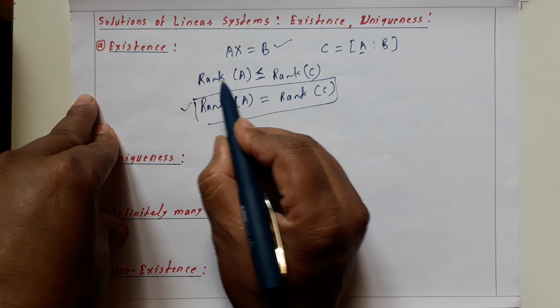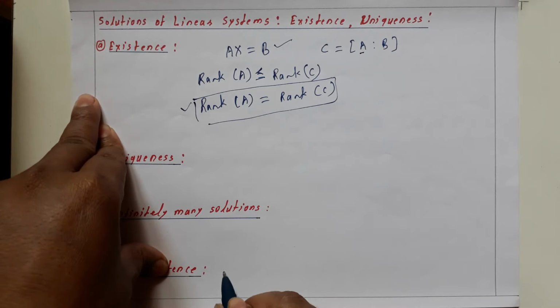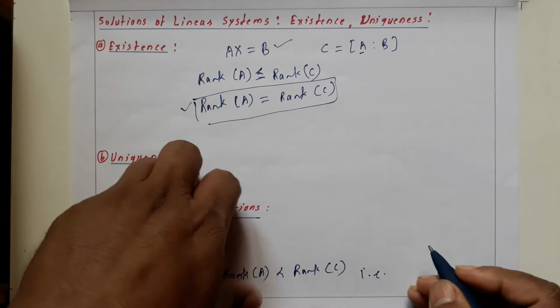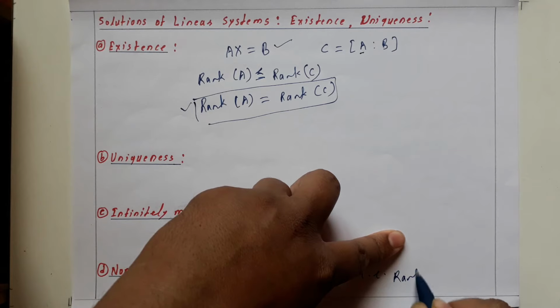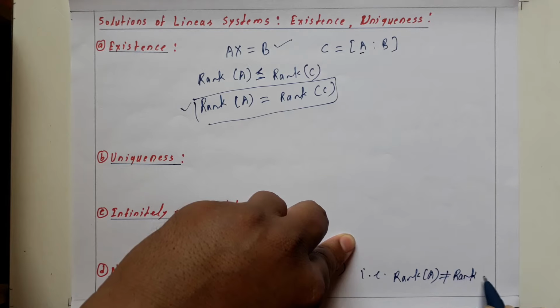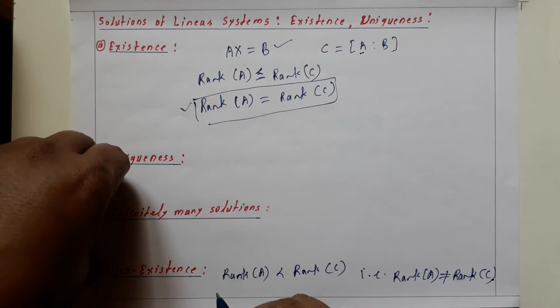Now, the first possibility is rank A is equal to rank C, and the second possibility is rank A less than rank C, that is rank A not equal to rank C. Now, if rank A is not equal to rank C, then the system is inconsistent. That means the system has no solution.